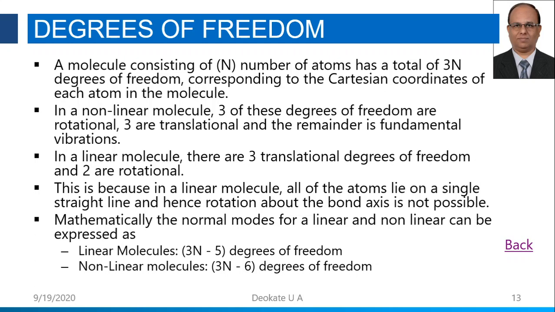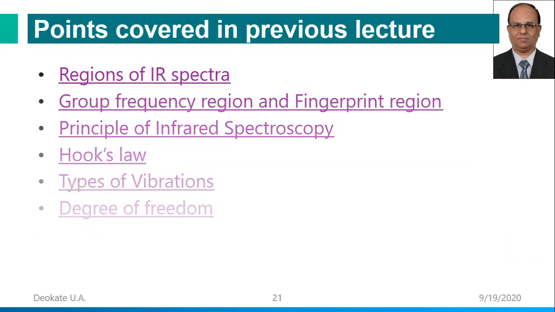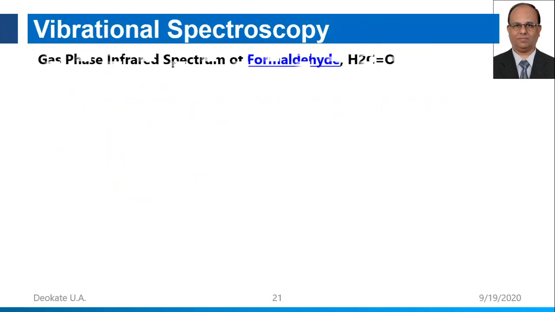Similarly, for a non-linear molecule, there are 3n minus 6 degrees of freedom. We have studied one example of benzene, where 30 vibrations will be there, meaning 30 peaks will be produced in the IR spectrum of benzene. So this we have studied in the previous lecture. Today we have to study the factors affecting vibrational frequency.